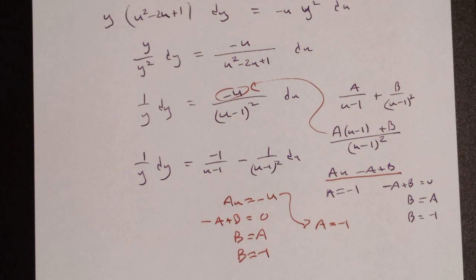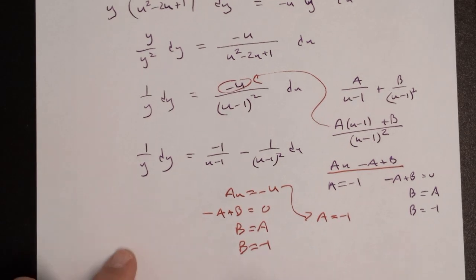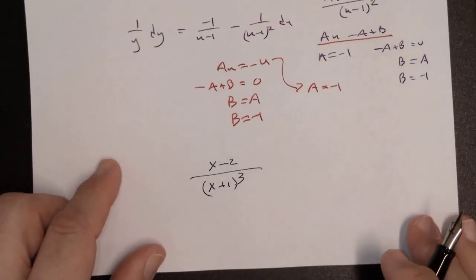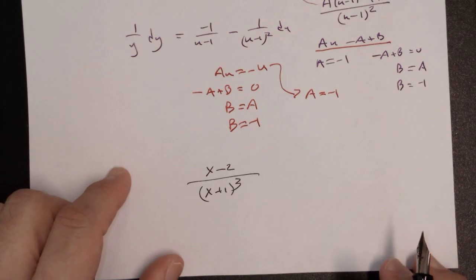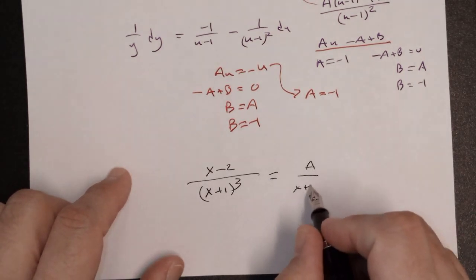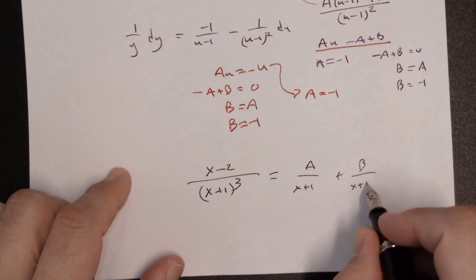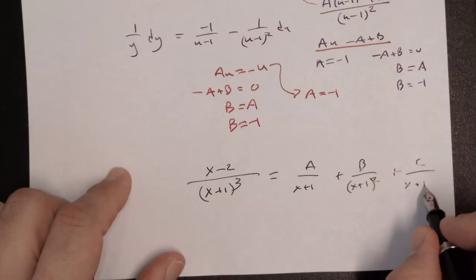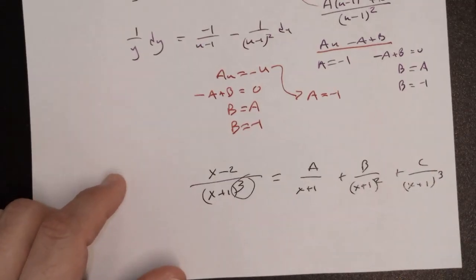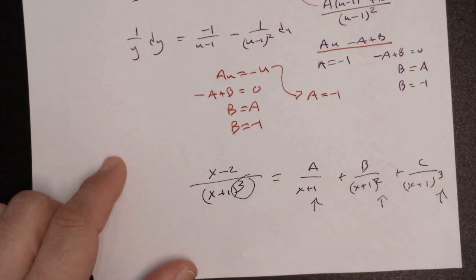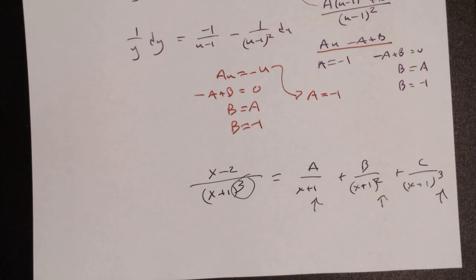Okay, so this is something that bites us back in chapter 7 in the Calc 2 class. It does it all the time, whenever I have a repeated factor on the bottom. So let's say I had x minus 2 over (x plus 1) cubed. In order to break this up properly, I would write it as a over x plus 1, and then b over (x plus 1) squared, and then c over (x plus 1) cubed. Whenever I have a repeated root, it has to show up to all of the powers less than or equal to that repetition.